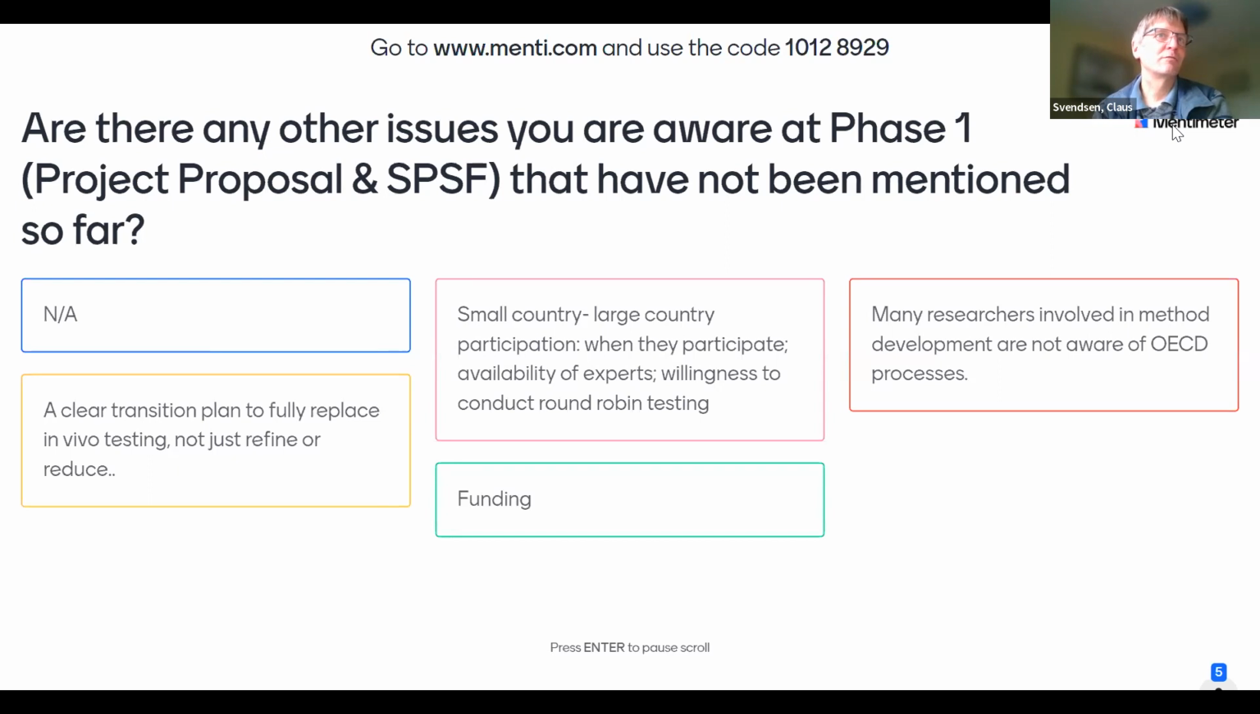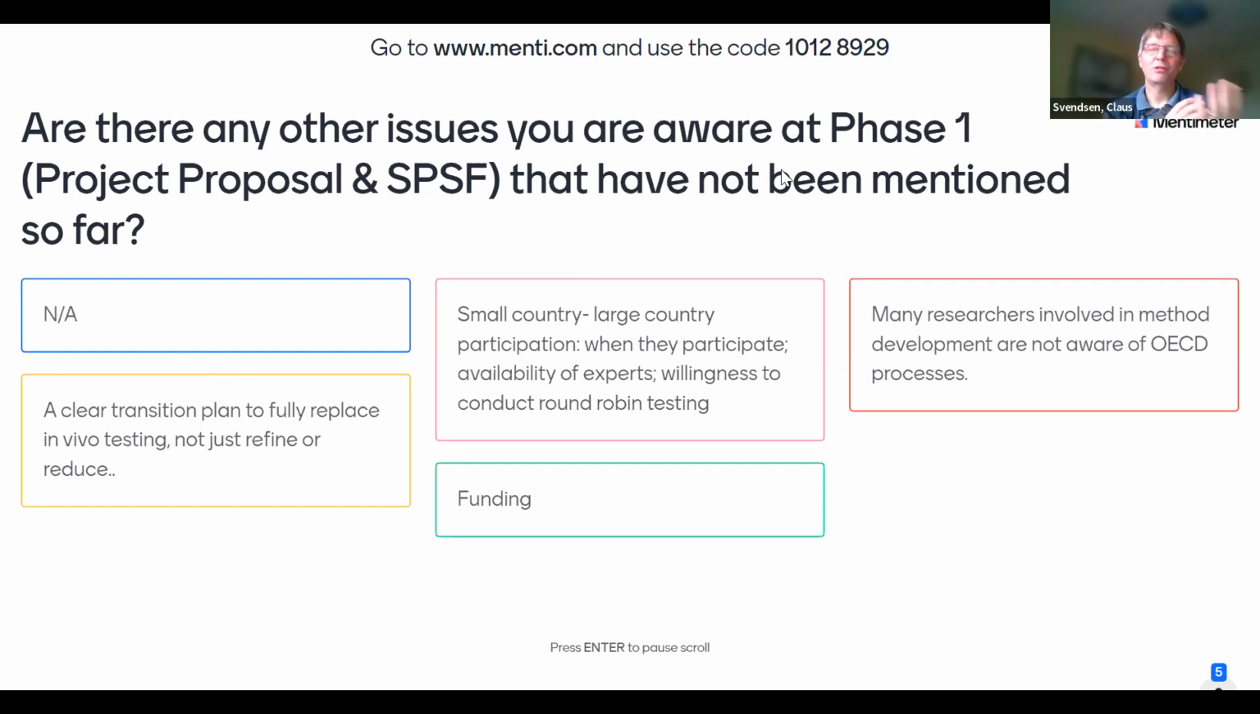Clear transition plan to fully replace. Yeah, that's an interesting question, because that's not really up to the OECD to set out. They can provide the test guidelines that enable this. And I think this is, which comes first?